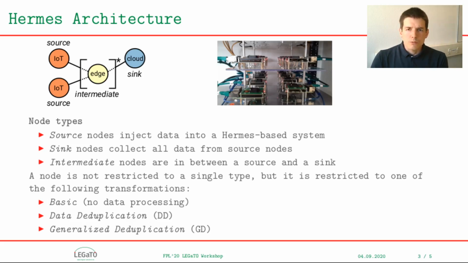Nodes are not restricted to a single type, but we restrict them to a single transformation function. If a node is not doing any data processing, we will call it a basic node. Other nodes are data deduplication nodes and generalized deduplication nodes.